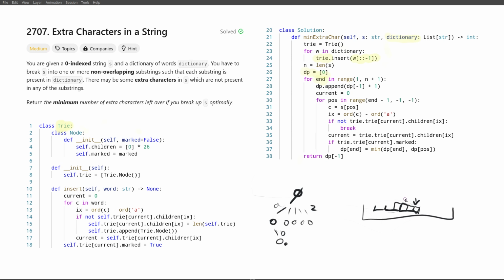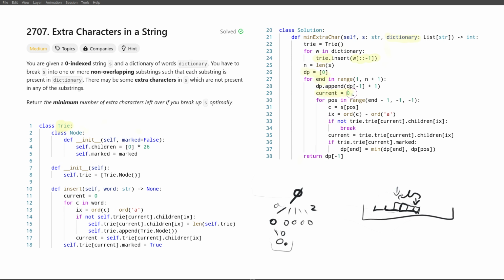And whenever in the tree we have a marked node, such as this one, that means that in our dictionary the reversed word was present, which matches exactly this substring. So we know that we can utilize this substring, use the word from the dictionary, and in that case we don't have any extra characters here, and we have to look at the DP for the previous position.